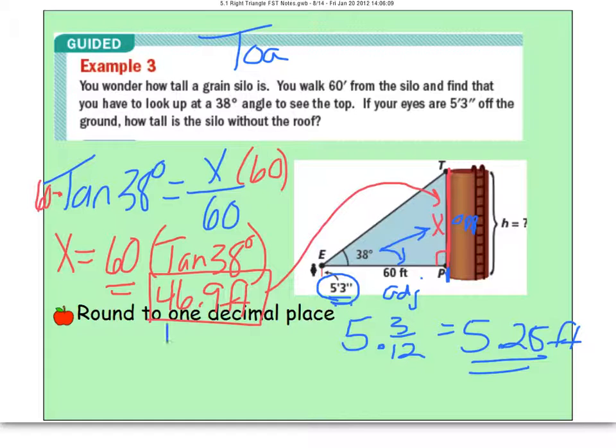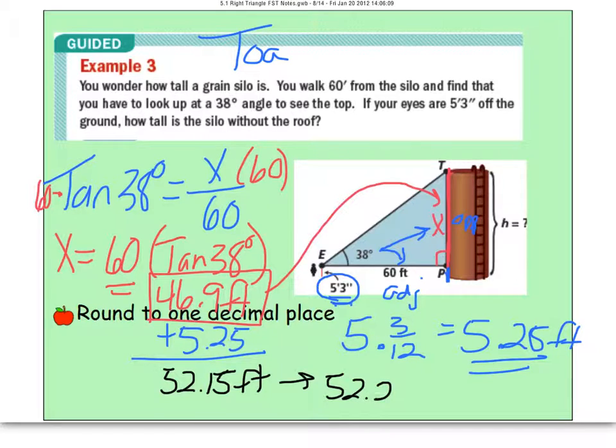So let's add that to the 46.9 feet, and we'll then get that the total height here will be approximately 52.15 feet. Now if we round to 1 decimal, this actually would round up to 52.2 feet tall. Now I think it's important to show you another way to solve tangent.